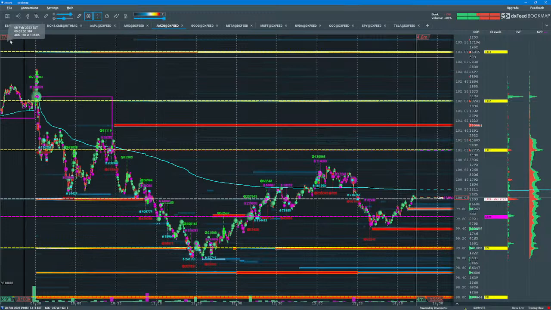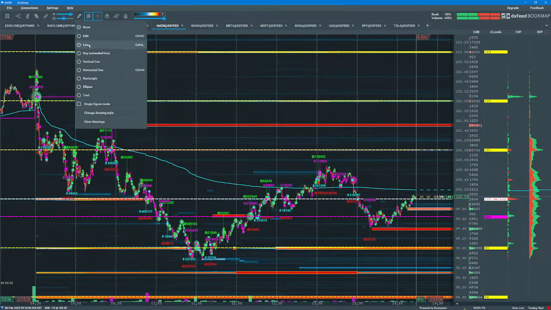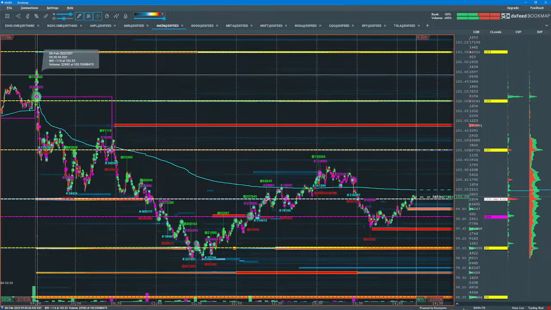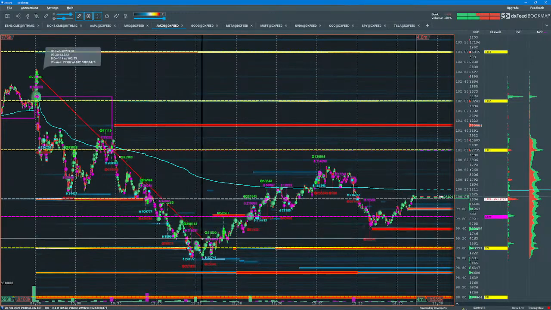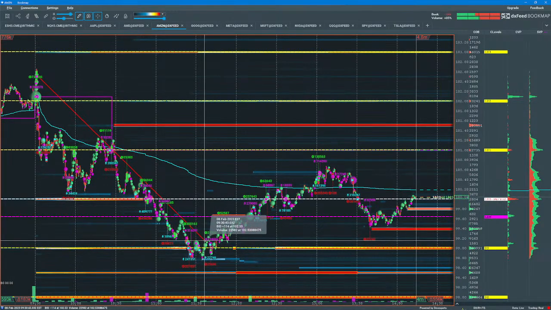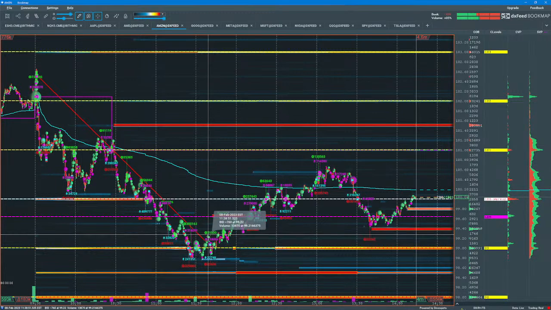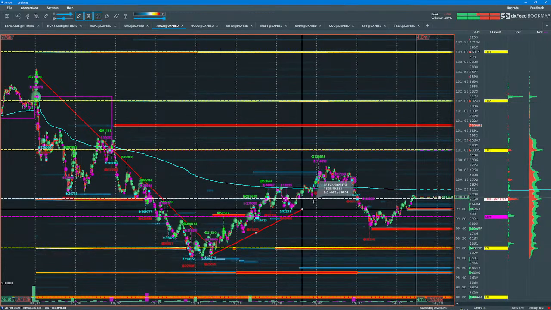So here's the short setup, reversal at the 99 level, and then the long setup.